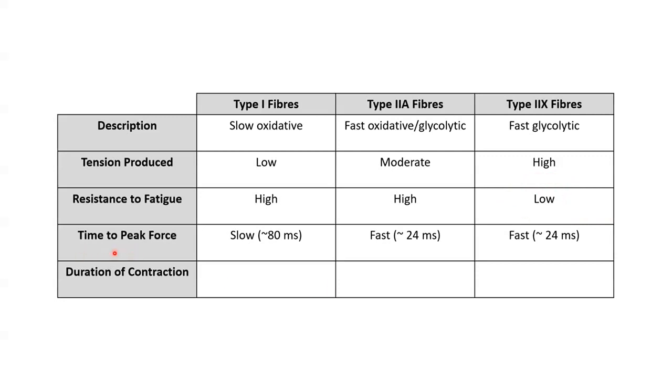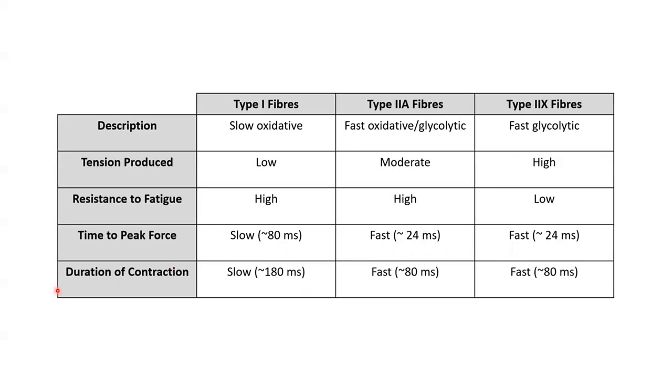Our time to peak force simply refers to the time between an action potential being sent and the peak force or tension being produced in that muscle fibre during a single muscle contraction. Type 1 fibres are quite slow from that electrical stimulus to that peak muscle contraction, roughly 80 milliseconds, which is quite fast, but relatively it's quite slow. Our type 2A and our type 2X are quite fast, roughly 24 milliseconds.